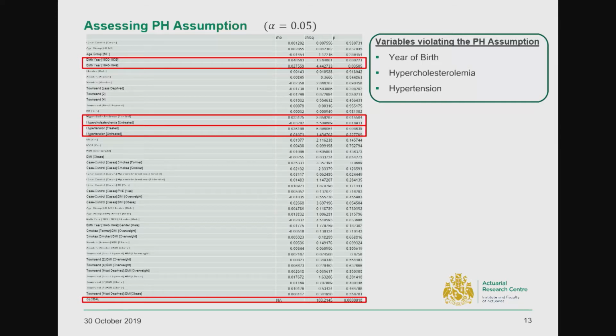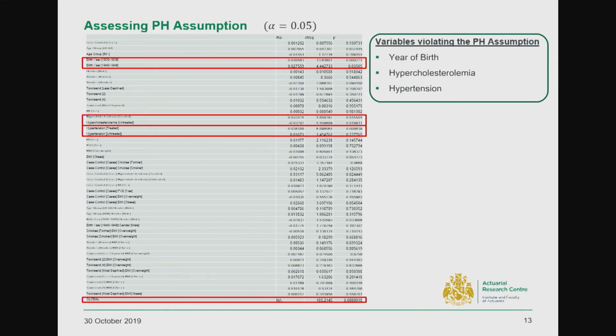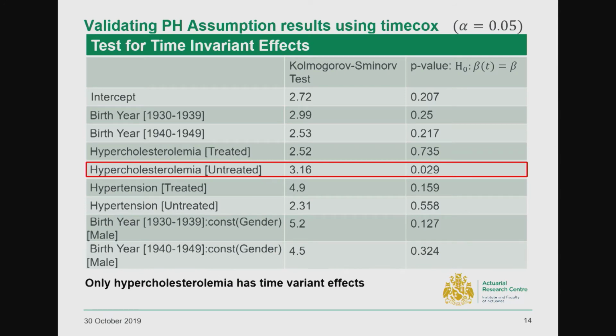We then used timecox to see if we could get the same results, because it allows for time-dependent analysis of these variables. Having the information that we had previously, we had to inform the function in timecox which variables we wanted to analyze as time-dependent and which are time-invariant. After running timecox with 5% as the significance level, we found that hypercholesterolemia remains the only variable that violates the proportional hazards assumption.